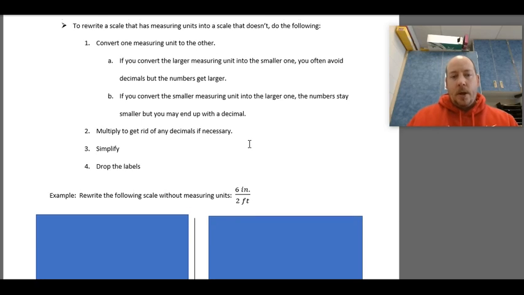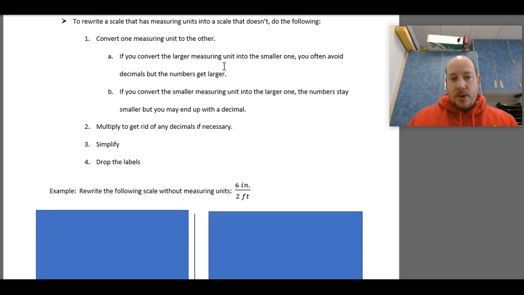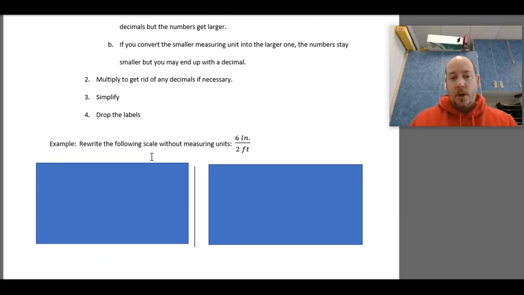So we're going to convert one of the measuring units to the other, multiply to get rid of any decimals if necessary, and then we simplify it and simply drop the label. So let's look at an example here. We write the following scale without measuring units. So we've got 6 inches to 2 feet. So we'll look at both methods here.